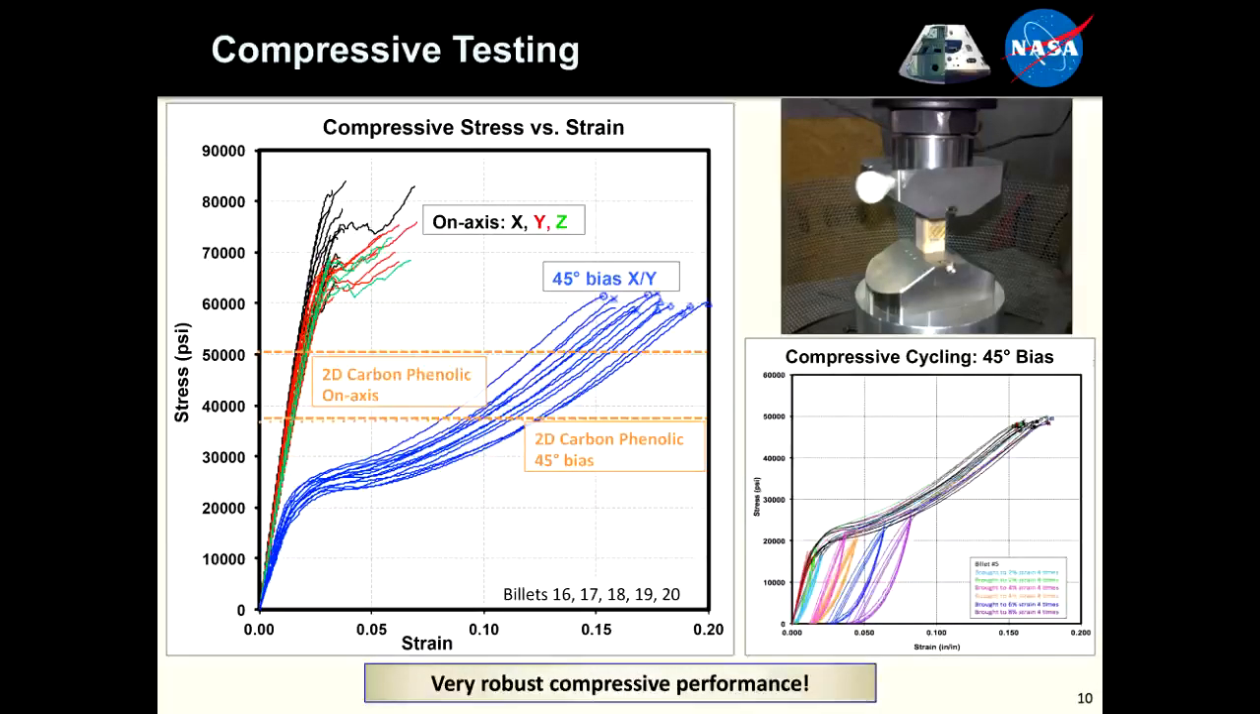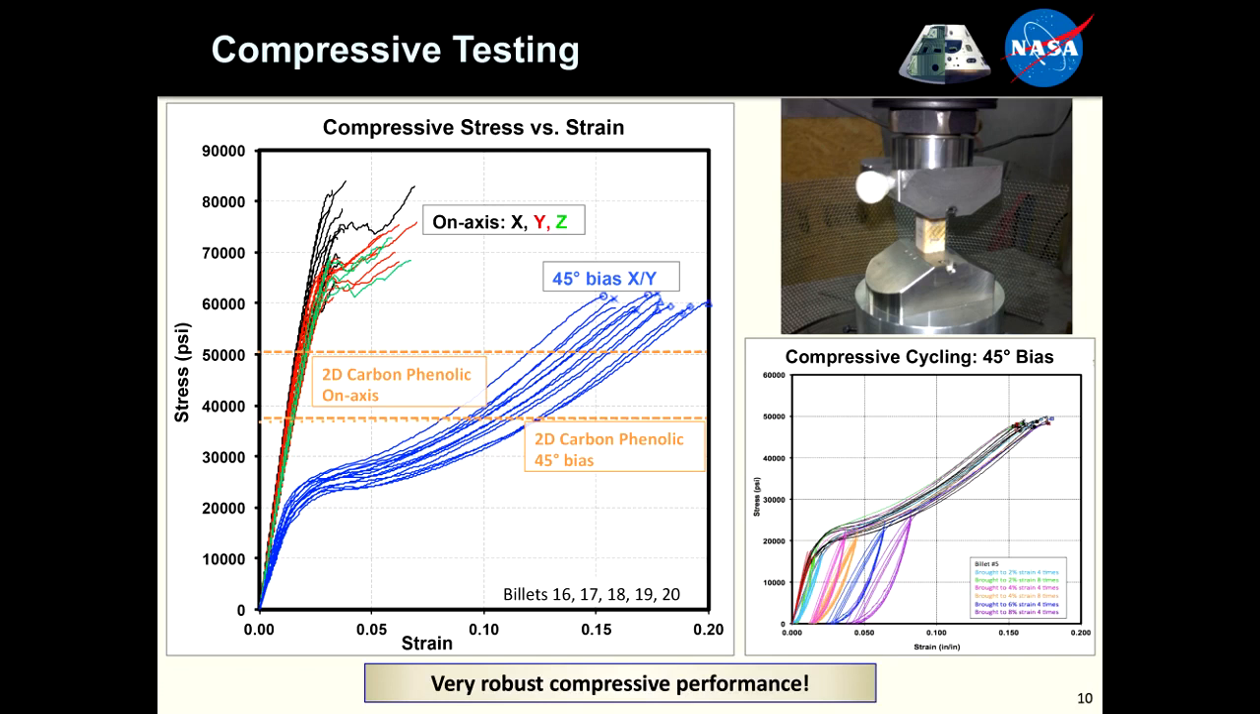Just a little bit on some of the properties here. This is a compression pad, so the compression strength is highly relevant. This is a stress strain curve shown here, and the black, red, and green lines show the on-axis compression stress strain curves for 3D MAT. And so we're seeing failures up here in the 60,000 to 80,000 pounds per square inch regime. That's quite high. That's good. For comparison, the 2D carbon phenolic material it replaces had an on-axis strength of about 50,000 pounds per square inch. So we've significantly gone above that.